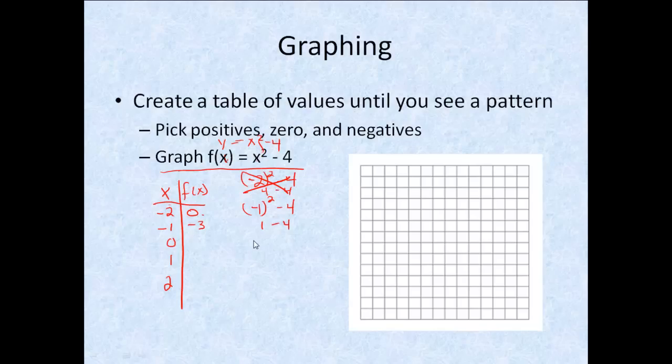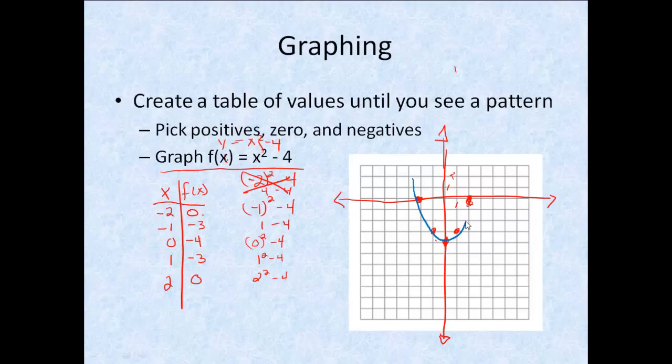Going to plug 0 in there. 0 squared minus 4 is a -4. 1 squared minus 4 gives me a -3. And then 2 squared minus 4 gives me back a 0. Now I can take these points from my table of values and plot them over here on my graph. Now that I have them plotted, I can see the pattern that's happening. We've got a parabola here. So then I can sketch my actual graph in there.